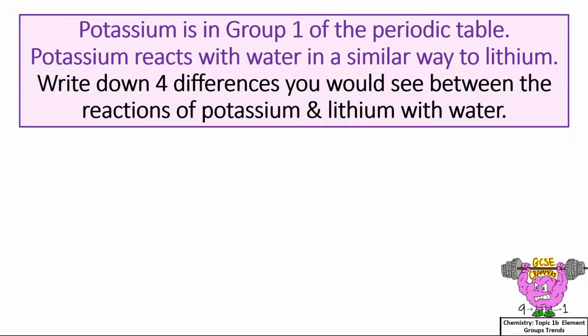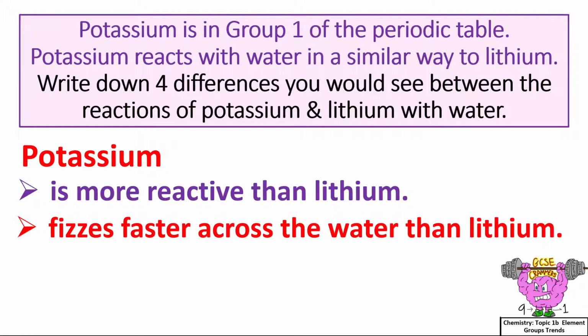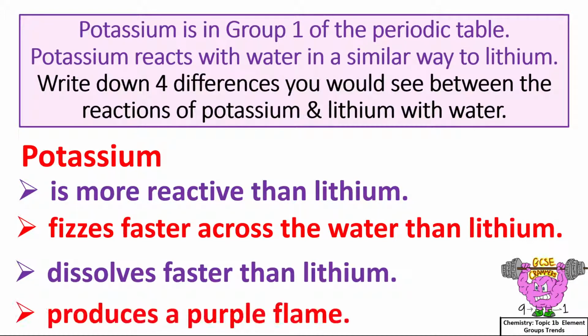Potassium is in group 1 of the periodic table. Potassium reacts with water in a similar way to lithium. Write down 4 differences you would see between the reactions of potassium and lithium with water. Potassium is more reactive than lithium. Potassium fizzes faster across the water than lithium. Potassium dissolves faster than lithium, and potassium produces a purple flame.